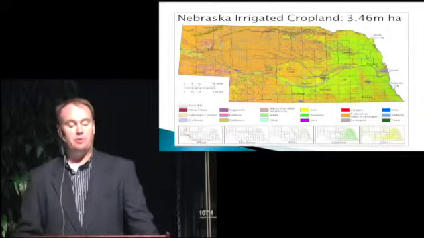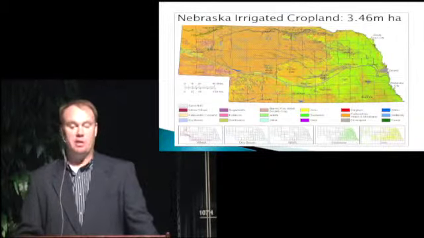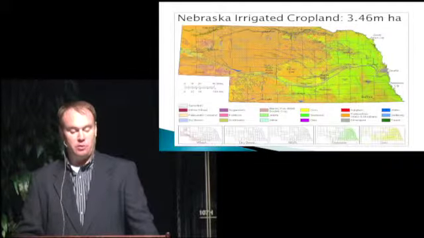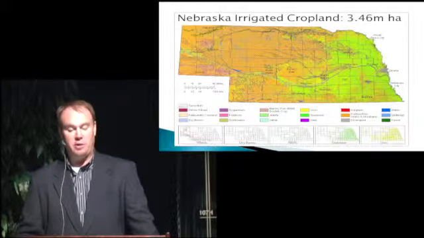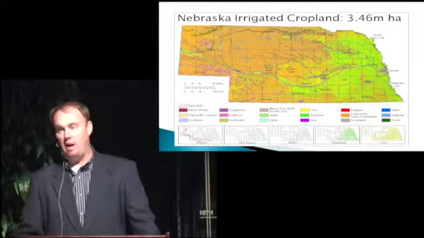So here's a map that shows the irrigated cropland, approximately 3.46 million hectares right now. This also shows the primary crops grown. And you can see that there's a lot of yellow on that map under the irrigation. Also a lot of soybeans. So a lot of corn, a lot of soybeans that are irrigated in this state, obviously.